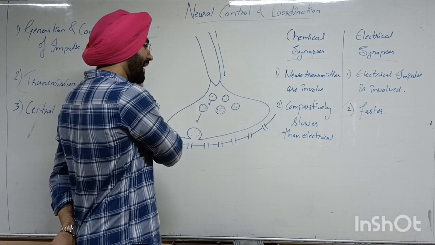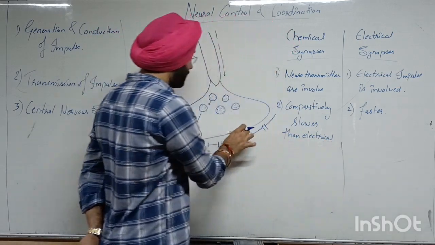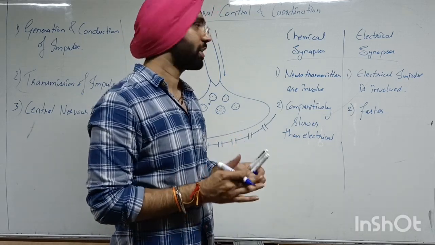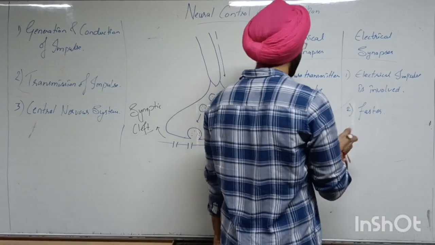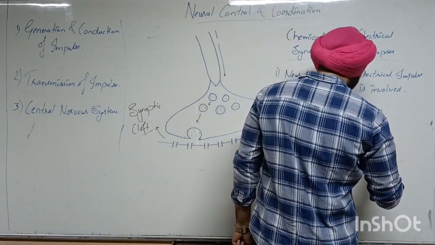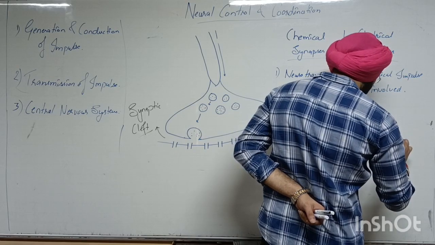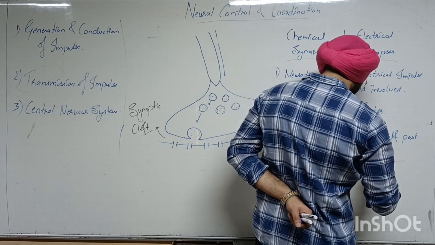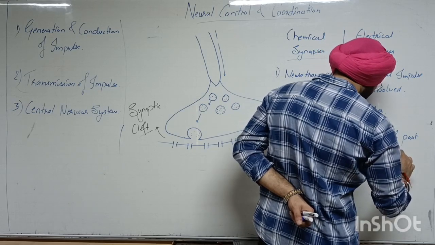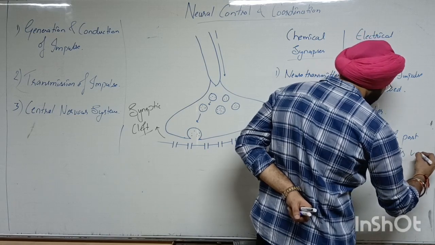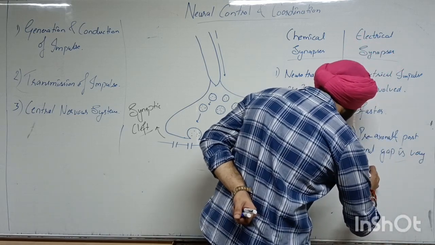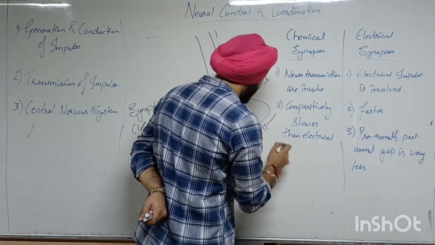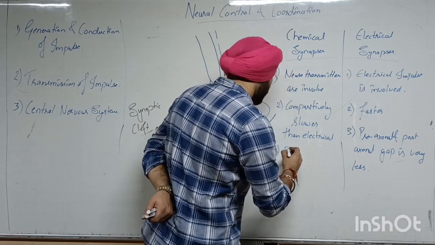So this is the difference. In electrical synapses, the synaptic cleft, the gap between the pre-axonal and post-axonal parts, is in close proximity. Proximity means the distance. So the pre-axonal and post-axonal gap is very less.